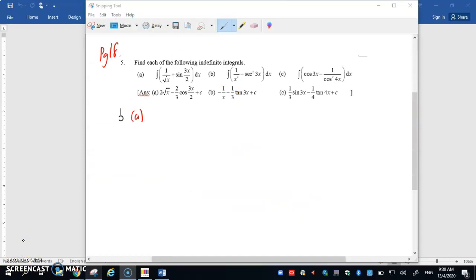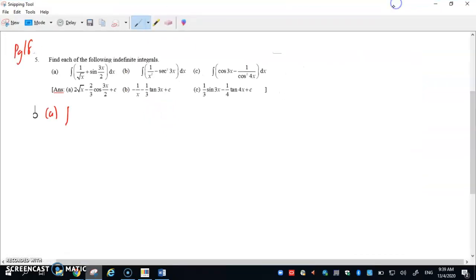Okay, so for page 18, for 5a, we're looking at integrating some trigonometry functions. The first part is integrating 1 over root x plus sine 3x over 2 dx. The immediate thing you can do is split them into two parts. You have x power minus half dx plus the integration of sine 3x over 2 dx over here.